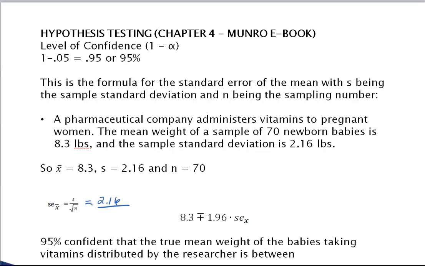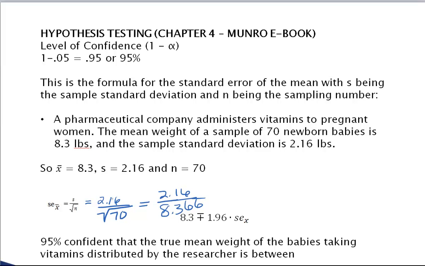And I want you to know this formula for the assessment. I don't know if you'll be calculating it or not, but it's important to know. Then what I do here is I take the square root of 70. So I do on my calculator square root and then 70, and I get this number, 8.366 repeating. And then on top it's 2.16.